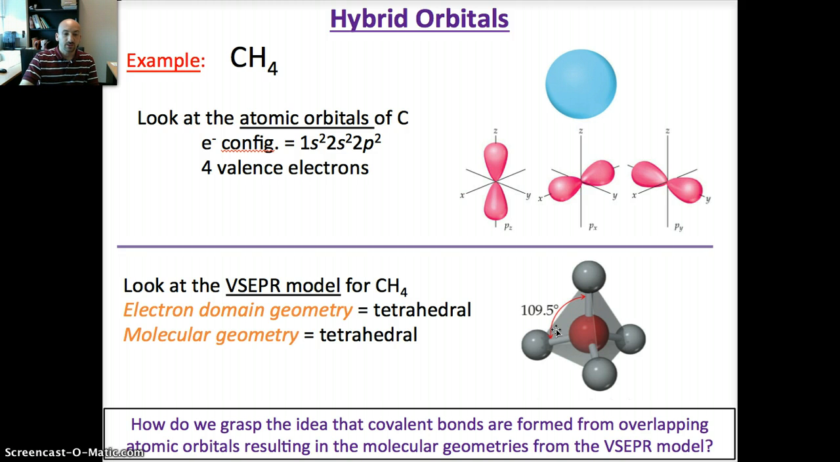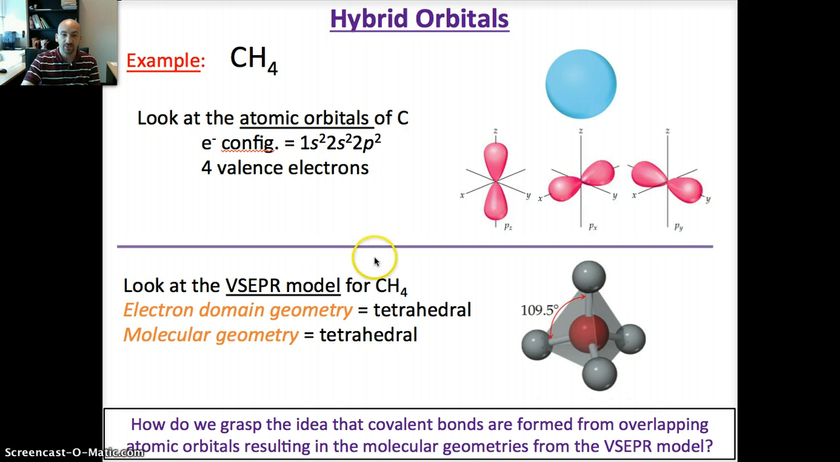Now, if we take a look at the atomic orbitals of carbon, we know that the valence shell of carbon has 2 electrons in the s orbital, which we depict as a circle, and 2 electrons in the p orbitals. That's based on the 2s2 2p2 in the valence, so we have 4 valence electrons.